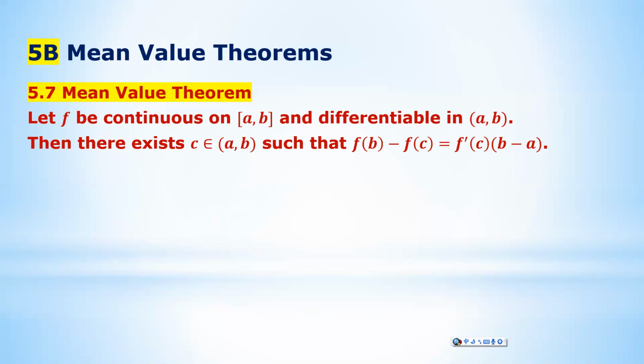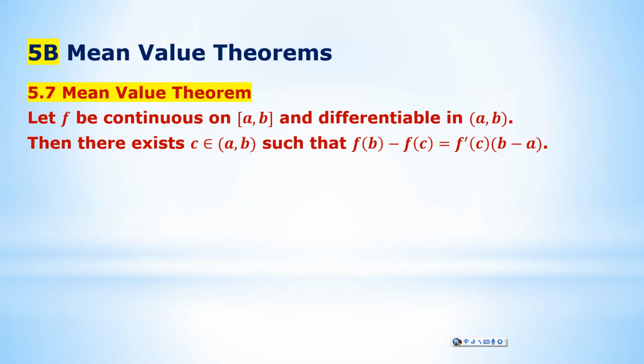Now, sorry, there's a typo. It's not f(b) minus f(c), it's f(b) minus f(a), equal to f prime c times (b minus a). Now this is an extension of Rolle's theorem, because if we assume f(a) equals f(b), then f(b) minus f(a) should equal 0. Then f prime c times (b minus a) equals 0. However, b minus a is never equal to 0. So we must have f prime c equal 0. So under the assumption of Rolle's theorem, we can conclude that f prime c equals 0.